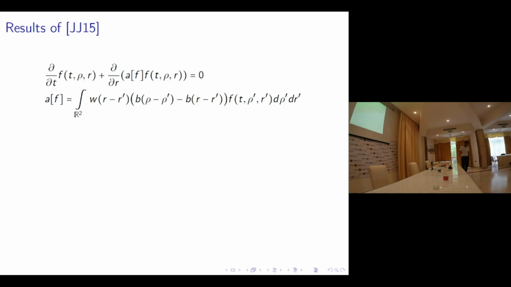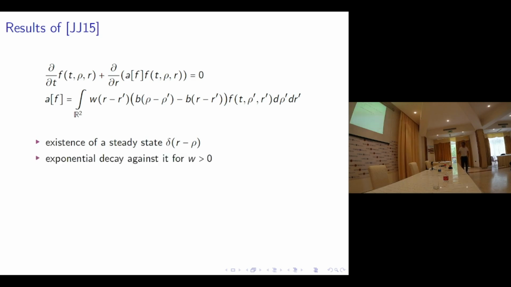So I just want to tell very briefly what Junca and Jabin showed. They showed that the delta distribution of R minus rho is a solution, which means I have a steady state when my rating already represents my strength. This is exactly what I want. If the rating represents the strength, my ELO rating is good. And even better, they showed exponential decay towards it for W greater than 0. I think this is a very nice paper. In every step it uses some symmetry of B, but it is a very nice application, because you could use kinetic theory to really prove whether it is a good rating system. Because actually we never do that, we just accept the rating system.